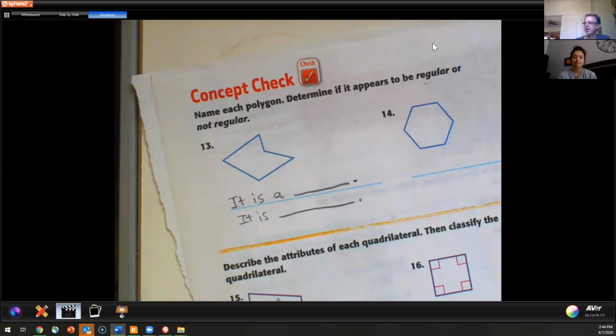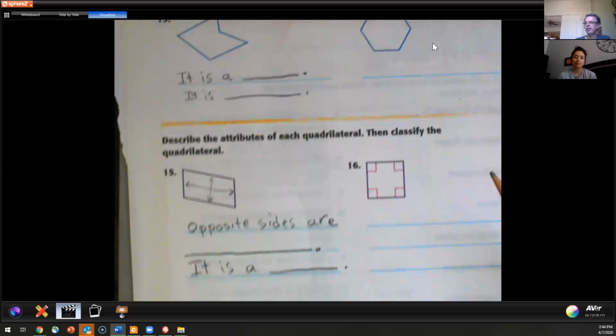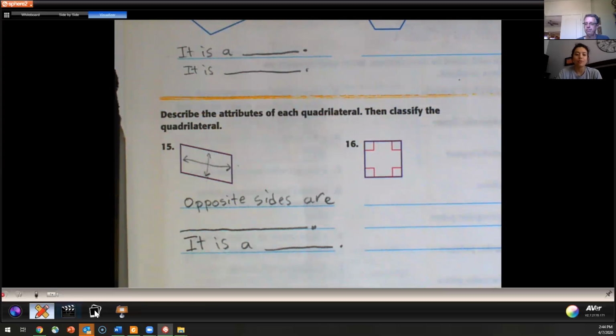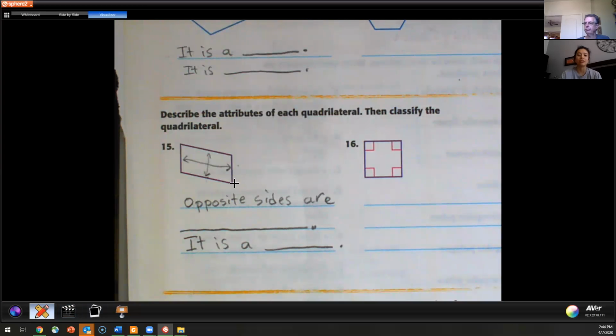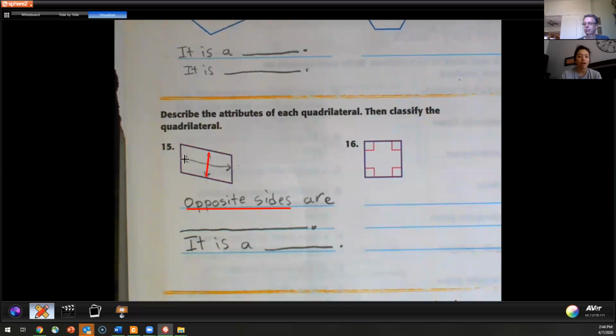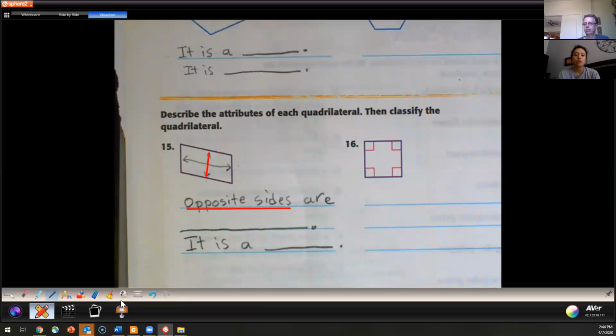Ms. Garcia is going to go ahead and take a look at the next one here, describing the attributes of each quadrilateral. All right, so when it says describe the attributes of each quadrilateral, it also wants you to classify the quadrilateral. So in your answer sentences, you should say opposite sides are, and think back to your previous math lessons, just like Mr. Yates was saying. Think back to our vocabulary, congruent, parallel, those kinds of words, to help describe the attributes of the quadrilateral.